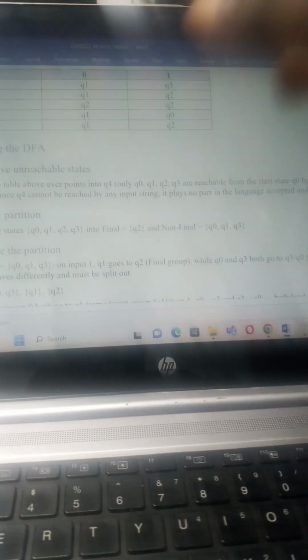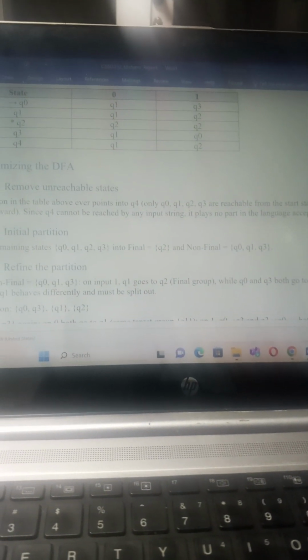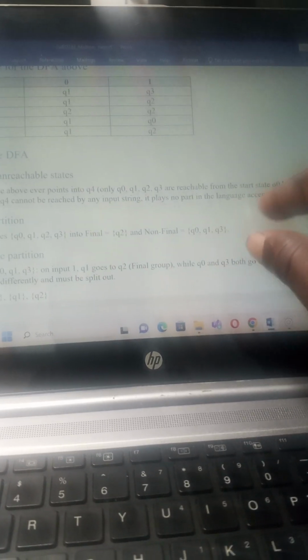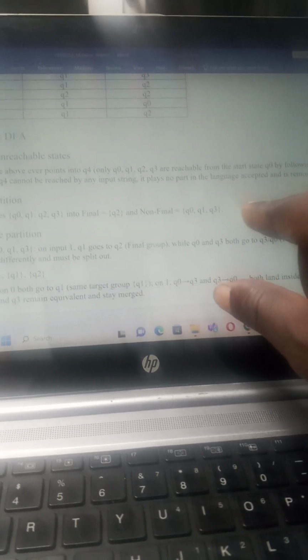So step 2, initialize partitions. That is splitting the remaining states. When you split the remaining states, you get the final state, that's Q2, and the non-final states. After you split it, you take the accepting state out, which is Q2, and then you get Q0, Q1, and Q3.